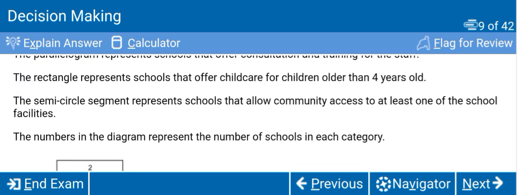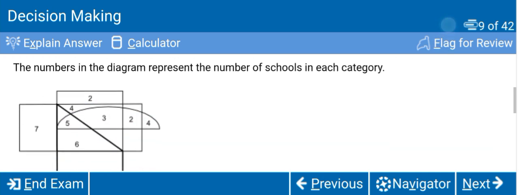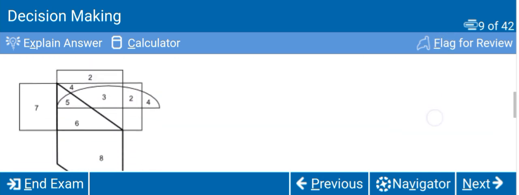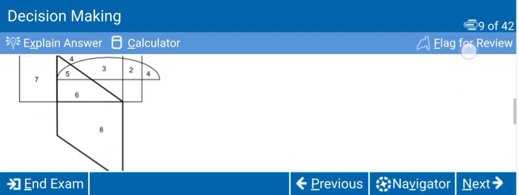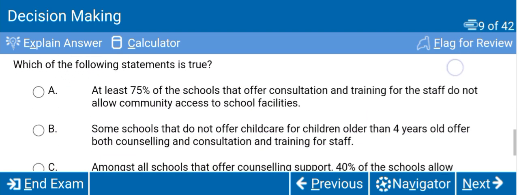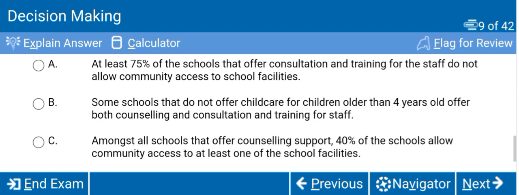The semicircle segment represents schools that allow community access to at least one of the school facilities. So the number in the diagram represents the number of schools in each category. So here we have this diagram, you can see with some numbers. So which of the following statements is true?